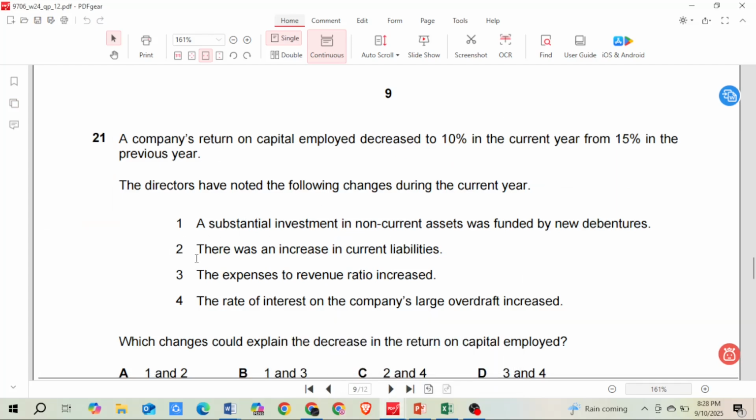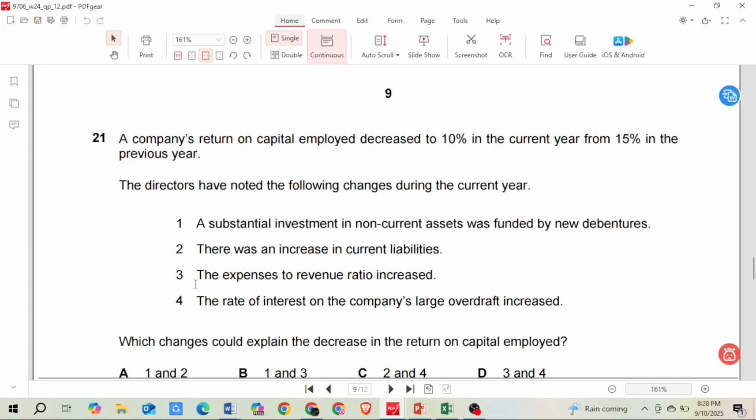The second one is an increase in current liabilities. Current liabilities do not affect the profit, and they are not included in capital employed either. So this is not the option.